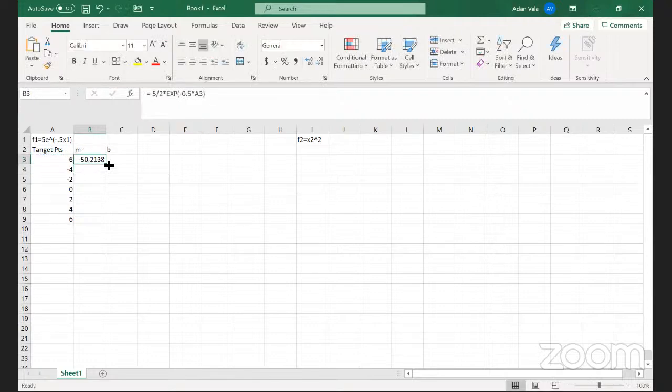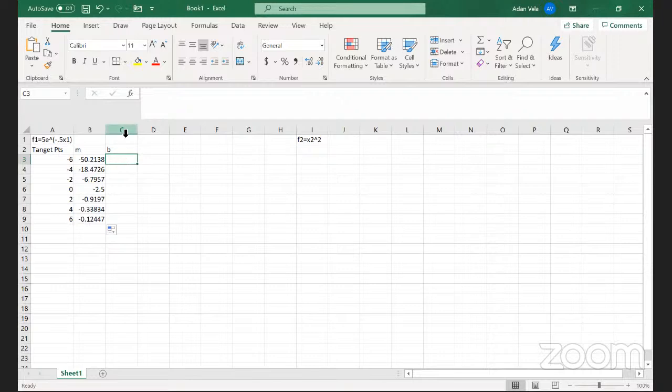Here we see -50, and we can apply this to each of our tangent points. So I'm going to drag that down, and that will apply the equation. So now we have the slope for each of our tangent points.